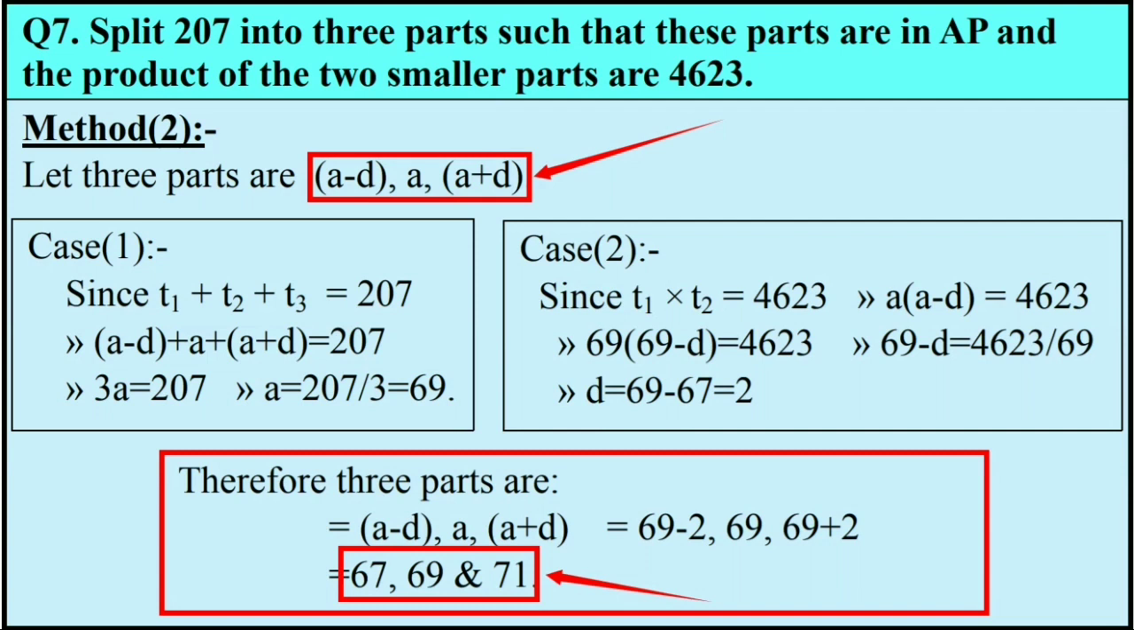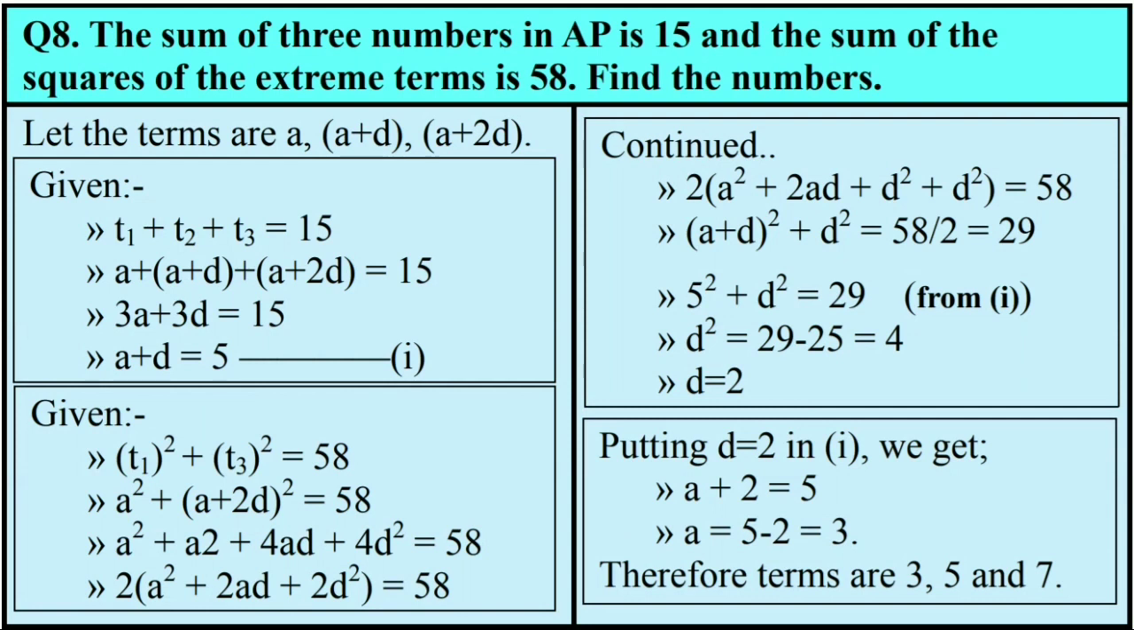Now you compare this solution and the previous solution and find out what advantage there is in the second kind of solution and work accordingly. Here we have another question which looks the same as the previous two questions we discussed just now, but it is different from them. Let's go through the question. The sum of three numbers in AP is 15 and the sum of the squares of the extreme terms is 58. Find the numbers. In fact, find those three terms of the AP.